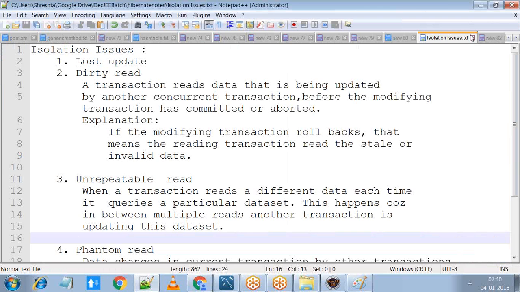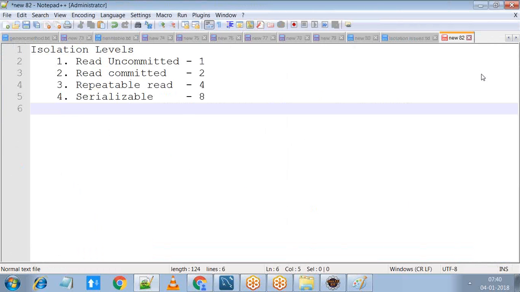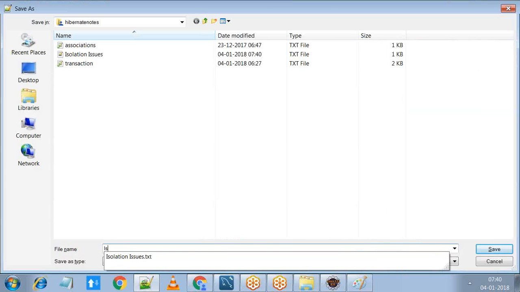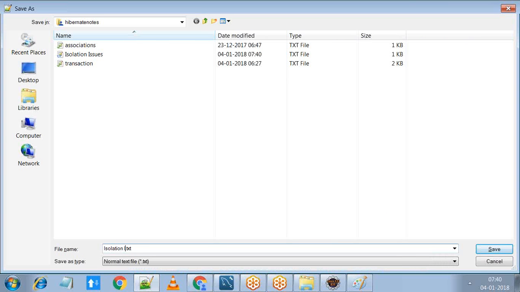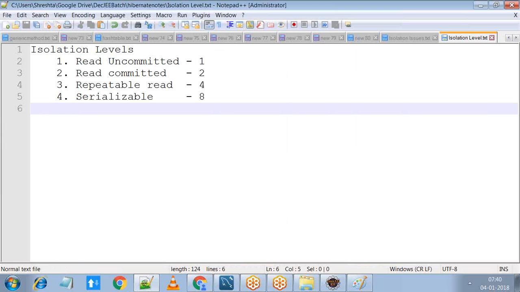To address the lost update issue, there is an alternative. Instead of using the isolation level read uncommitted, we have an alternate solution for it. Is anyone aware of it? Have you people heard about it?